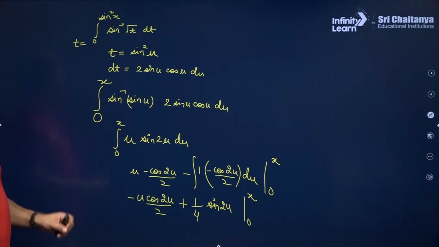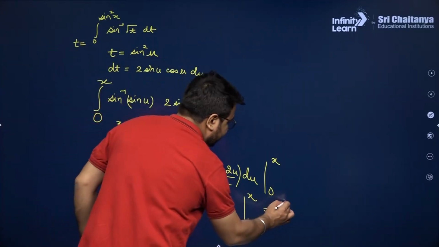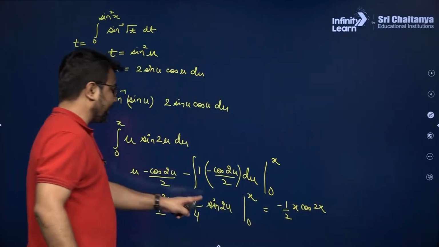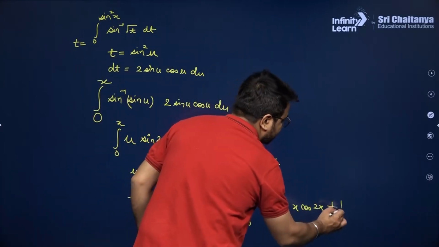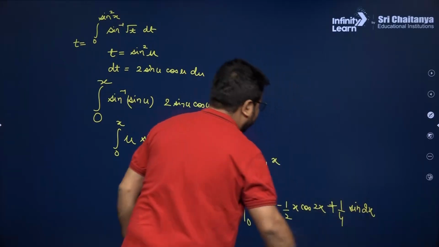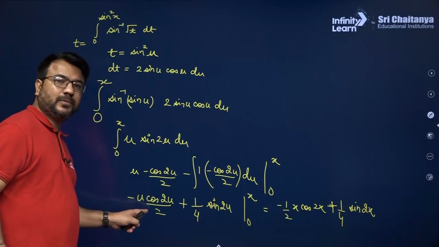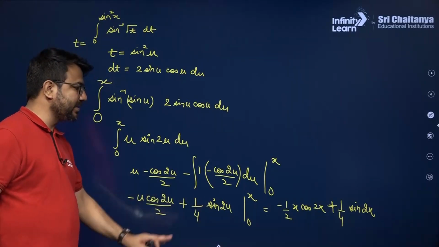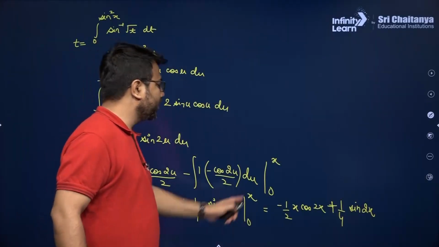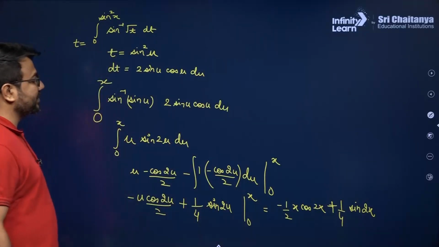If I place the value of x over here, I will have minus half x into cos 2x, then 1 upon 4 sin 2x. Then if I place the value of x as 0, cos 0 into 0 will be 0, and sin 0 will be 0. So the first integration has been converted into minus half x cos 2x plus 1 by 4 sin 2x. This is the first integration.